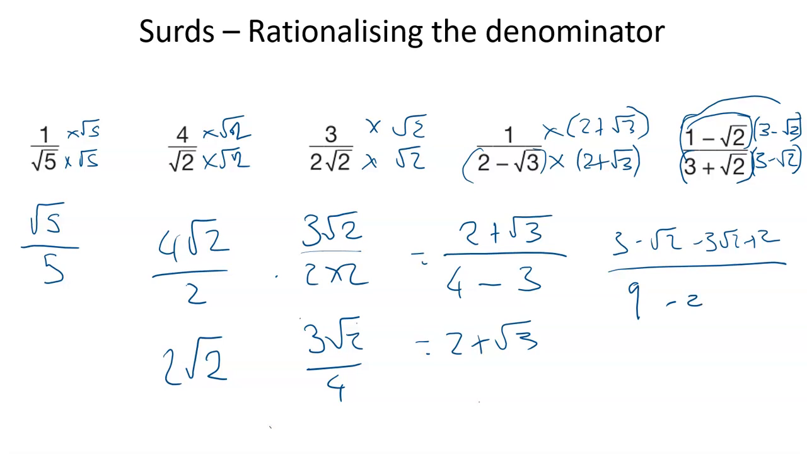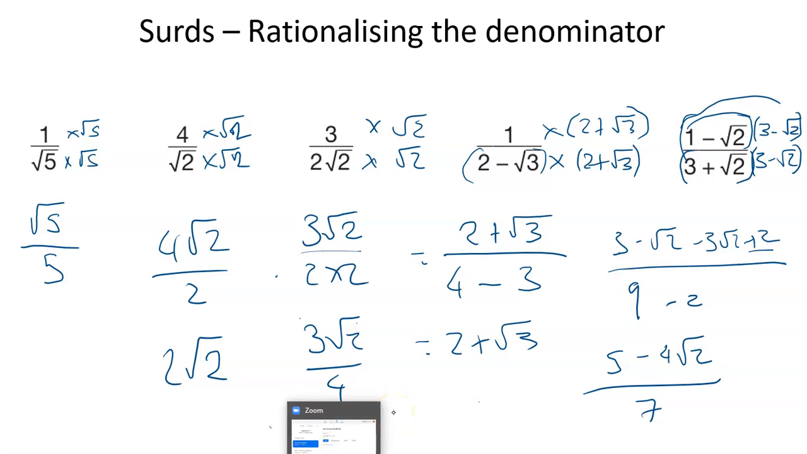And we can then simplify this quite nicely. 3 add 2 is going to give us 5, and minus root 2 minus 3 root 2 adds up to minus 4 root 2s, and this is over 9 minus 2, which gives me 7. Nothing cancels. Sometimes, if the numbers on the bottom both contained a same factor, you could cancel it, but I think that's it.